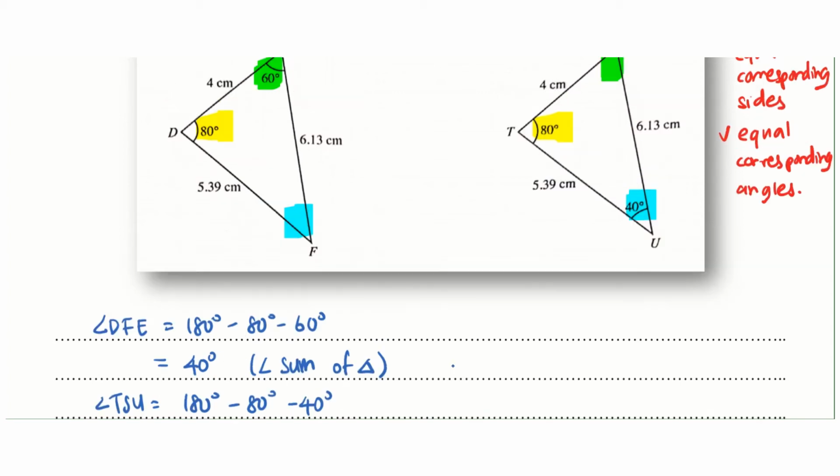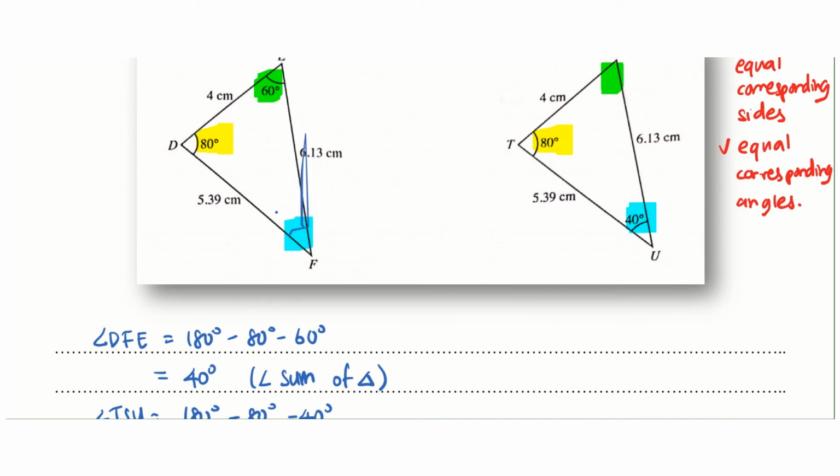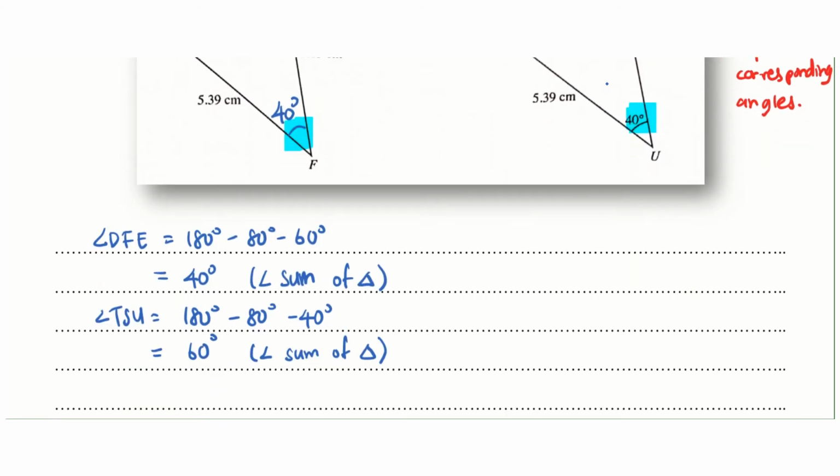So now that we have found the angle, this is 40. Oops, I'm sorry. This one is 40 degrees, and over here is 60 degrees. We see that the angles correspond to each other and they are equal. So we can say that therefore the corresponding angles are equal.